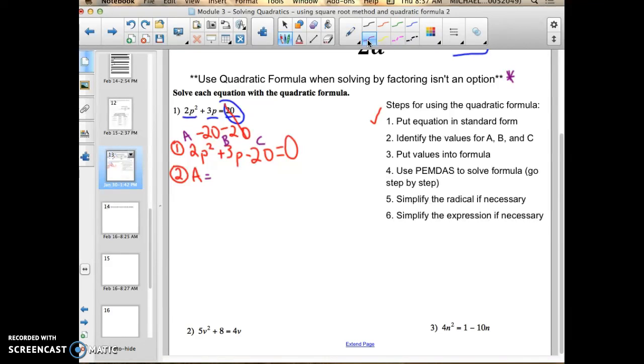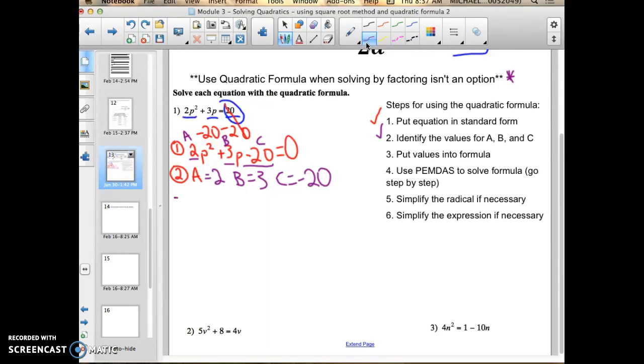So my A term is 2. My B term is a positive 3. And my C term, I'm going to write them this way to save room. A term is 2, B term is 3, and my C term is a negative 20. Be very particular that you include the negative 20. If it's a minus the number or minus the term, then it has to be negative when you list out your values. So I did step 2, done.